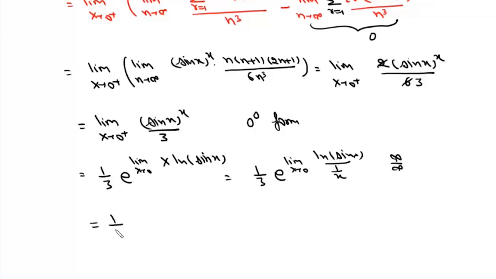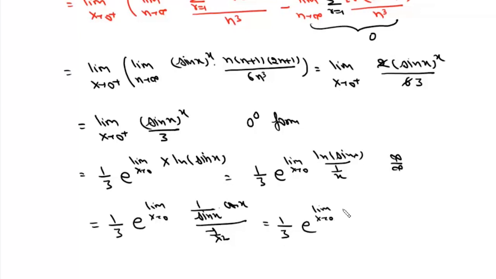Now if we use L'Hopital's rule, we can write this as 1 by 3 e to the power limit x tends to 0, and this is 1 upon sin x into cos x, and then it will be minus 1 upon x square. So this is 1 by 3 e to the power limit x tends to 0 minus x upon sin x and then into x cos x. x upon sin x is 1 and x is 0. So this is e to the power 0 and e to the power 0 is 1. So the answer to this limit is 1 by 3.